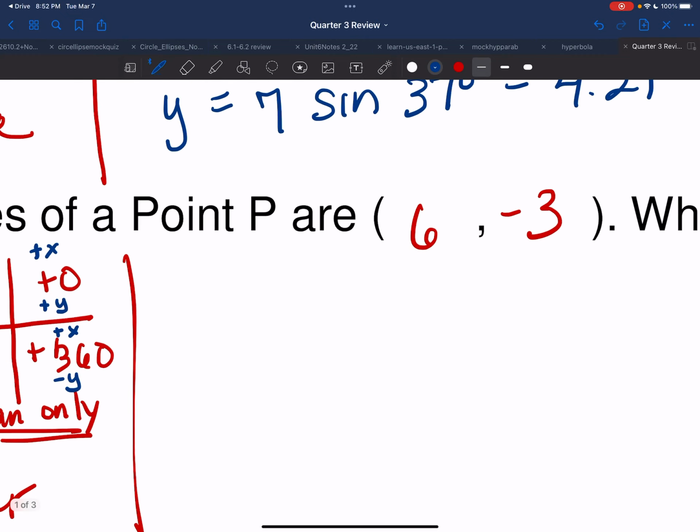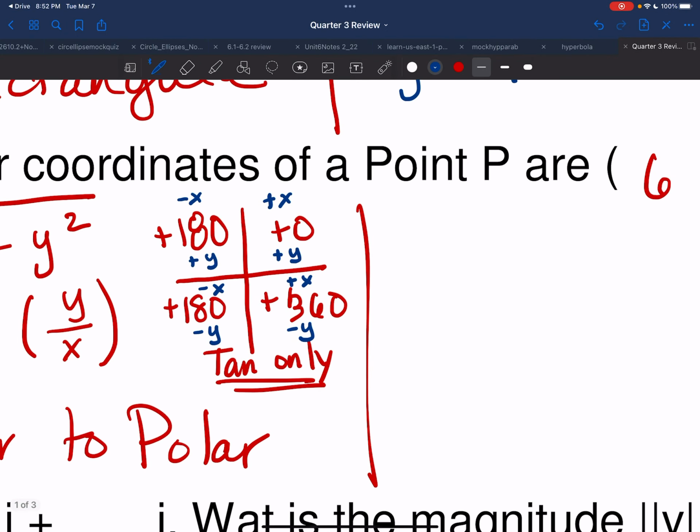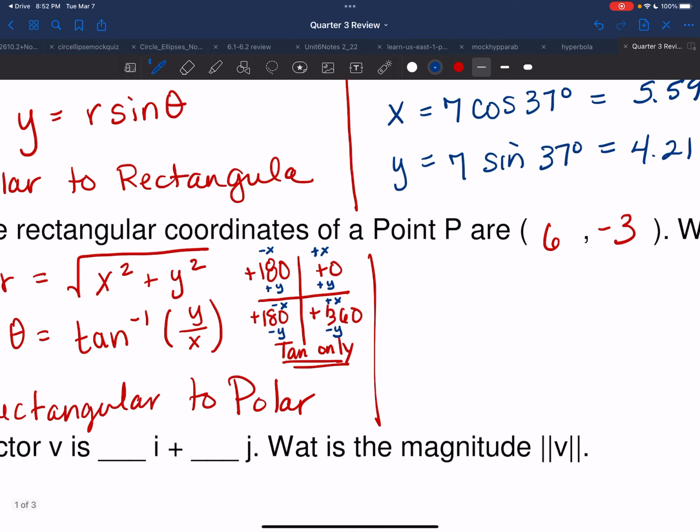So looking at this point 6, negative 3, that is going to be a positive x and a negative y, so it's actually going to be in my fourth quadrant. So let's go ahead and take a look at how we solve this. So my r value is equal to the square root of 6 squared plus negative 3 squared.